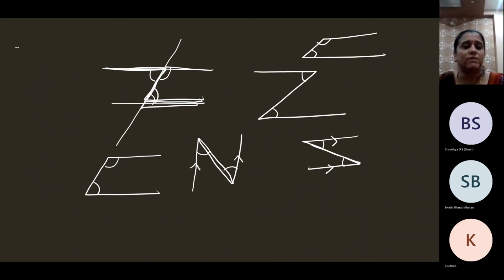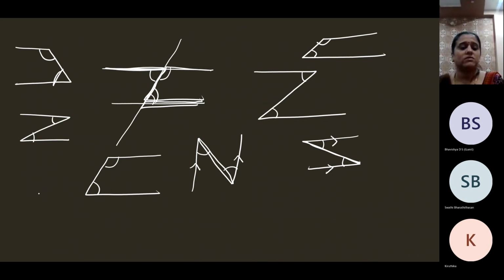It can be like this also. Parallel line, transversal, parallel line. Here and here are co-interior angles. If the lines are parallel, they are supplementary. So alternate angles are formed in a Z formation like this. These are alternate interior angles. Or if we have something like this, these are alternate interior angles.